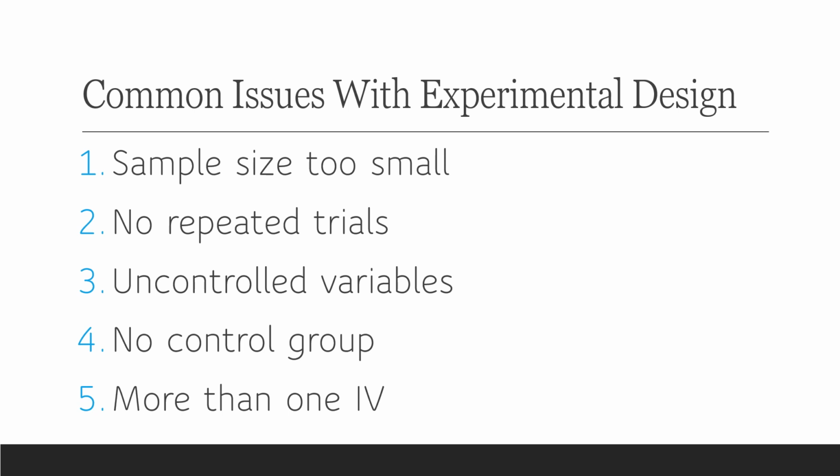So these are common issues with experimental design. And when you're trying to come up with a design for question number 1 on the free response, please keep these things in mind. Number 1, if your sample size is too small, it is a bad experiment. Number 2, no repeated trials, it could be luck. Number 3, uncontrolled variables. So again, which variable do you conclude affected the variable you're studying? Number 4, no control group, so no comparison. Number 5, more than one independent variable, so you're changing more than one thing.